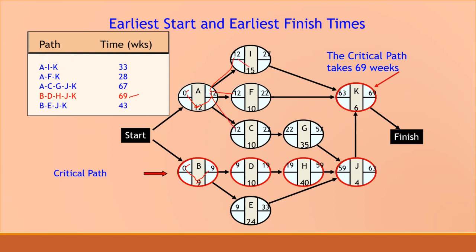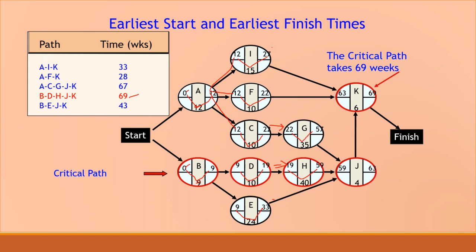Okay, so 12 plus 15, that is 27. 12 plus 10, that is 22. That will be the next earliest start time. And here 9 plus 10, which is equal to 19. That will be the earliest start time. Then 9 plus 24, that is 33. And here 9 plus 40, which is equal to 59. And 22 plus 35, that is 57.